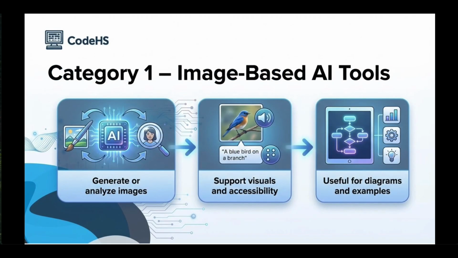Some AI tools focus on images instead of text. These tools can generate visuals, describe images, or analyze what's shown. In education, they can support visual explanations, accessibility, or creative projects, tasks that chatbots alone don't handle well.